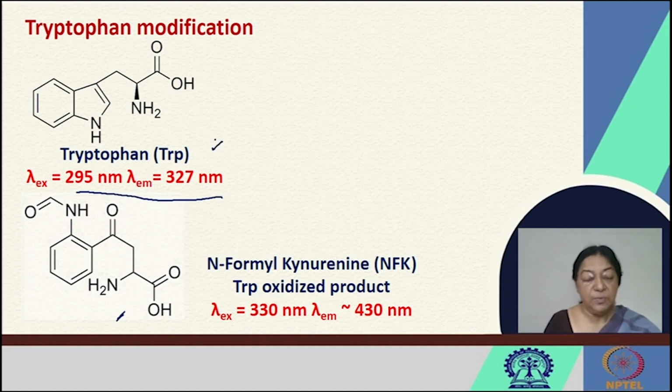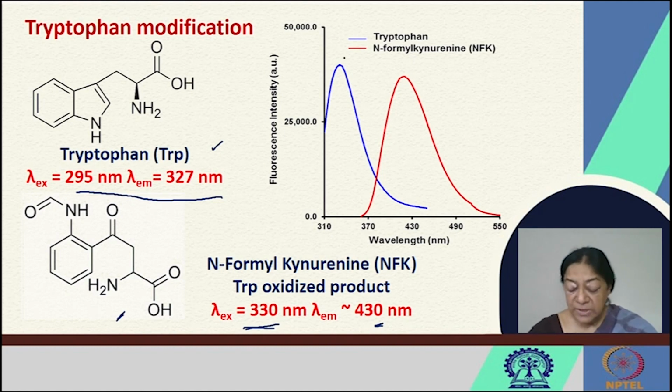For example, for tryptophan, we know the excitation can be at 295 nanometer with an emission around 330 nanometer depending upon the conditions. In this case, the excitation of NFK is around 330 nanometer and the emission is around 430 nanometer. What this means is that if we have the presence of NFK in a species due to tryptophan modification, it can be easily monitored by fluorescence spectroscopy. This gives us an idea of what is called a biomarker, telling us that if NFK is present, it means that the tryptophan has been modified. And this can be tested for several modifications in proteins due to oxidative stress.